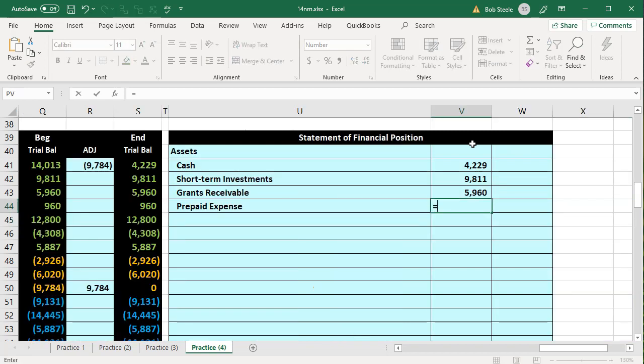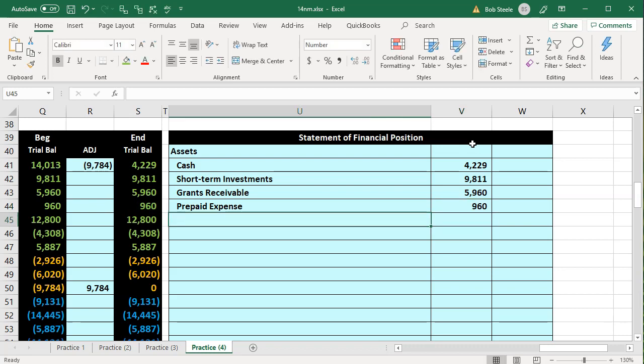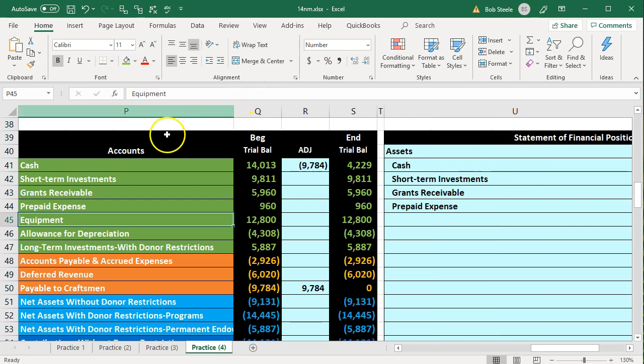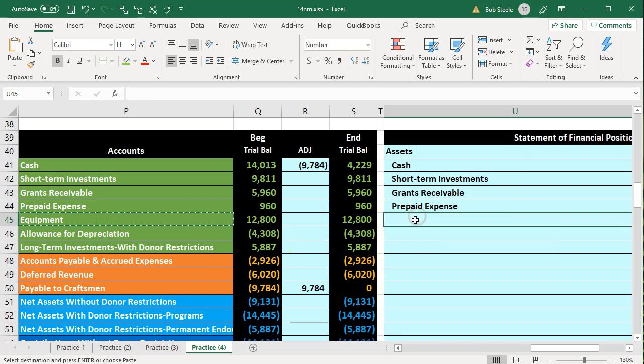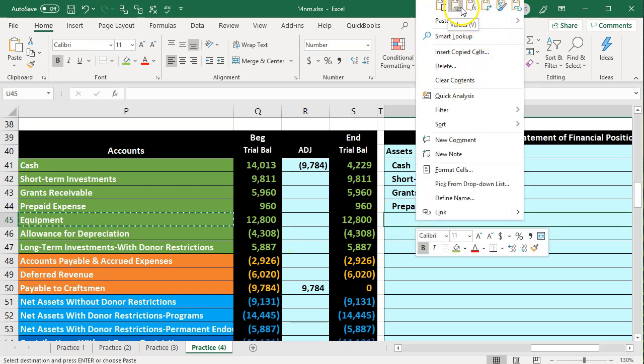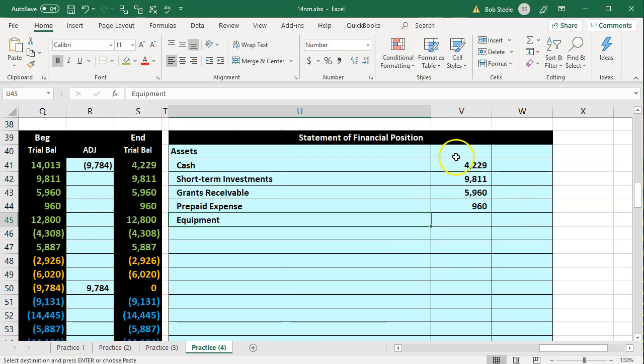That is going to be equal to the 960. Next, we're going to have the equipment. Now, I'm going to put the equipment on their net. So what I'm going to do is copy the equipment, so I'm less likely to misspell it, and paste it 1, 2, 3, so it doesn't turn green. And then I'm going to type the word net.